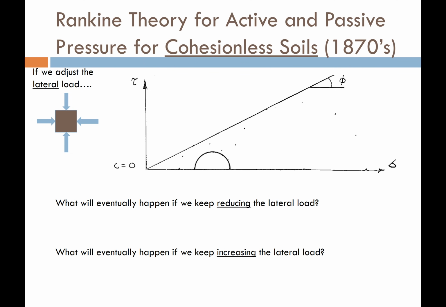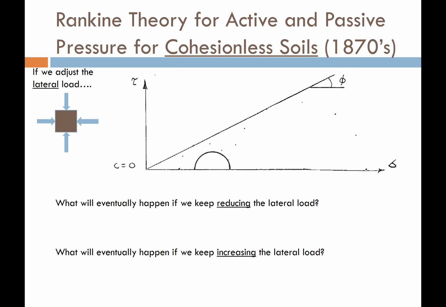So one of the most common theories that engineers use today is what's called the Rankine method, or the Rankine theory, for computing active, so that's our Ka, and passive, Kp, earth pressure coefficients in cohesionless soil. So these are going to be sands and gravels. This theory was developed in the late 1800s, but we still use it today. So it is very old, but it's still very good and valid for a lot of conditions.